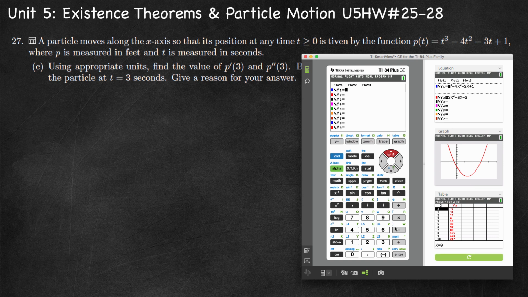I'm going to put p prime in y1. And then p double prime would be the derivative of p prime. So the derivative of 3x squared is 6x. And then derivative of negative 8x is negative 8. So now I have p double prime in y2.